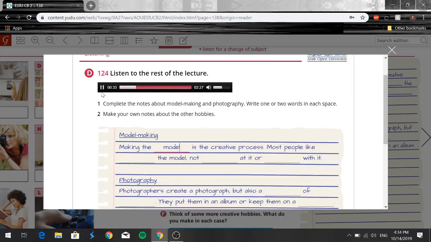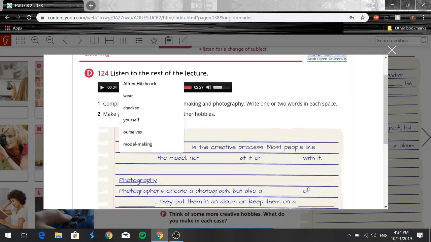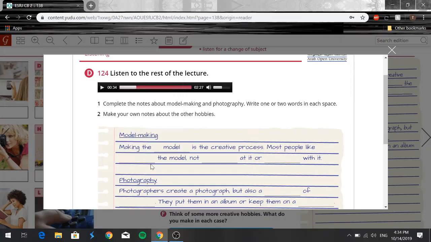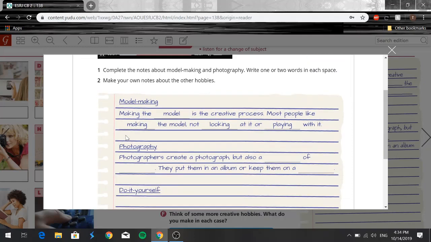Alright, before we just move on, I want to do this. Making the model is the creative process. Most people like making the model. That's what we'll say. Making the model. Not looking at it or playing with it, right? Let's keep going. A creative hobby.